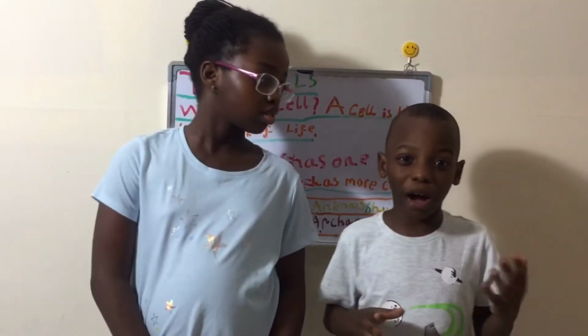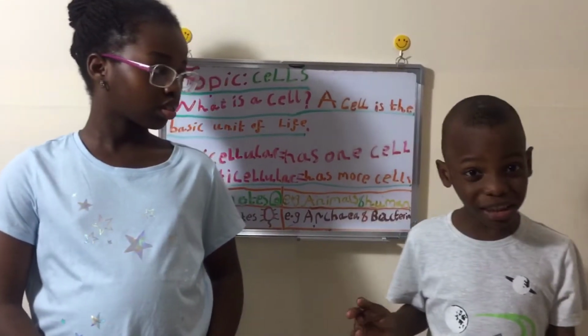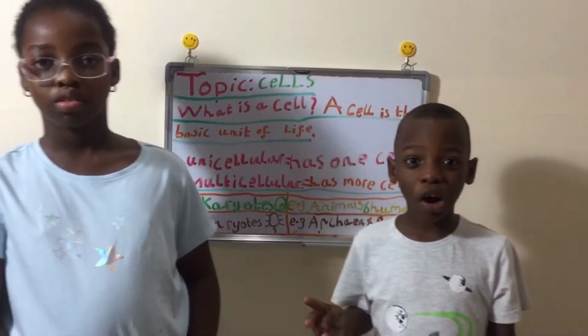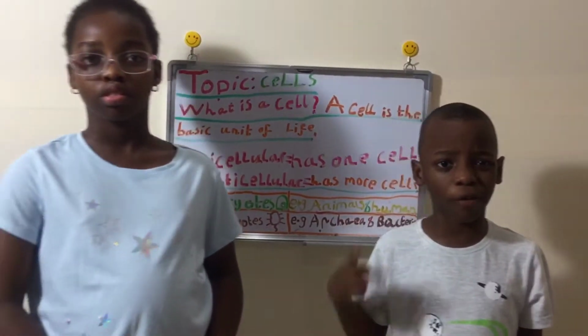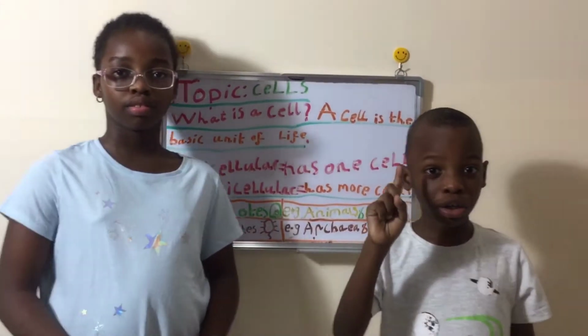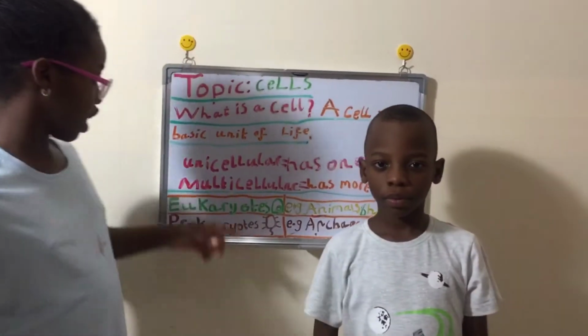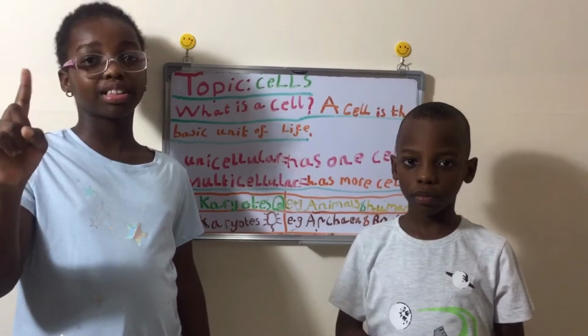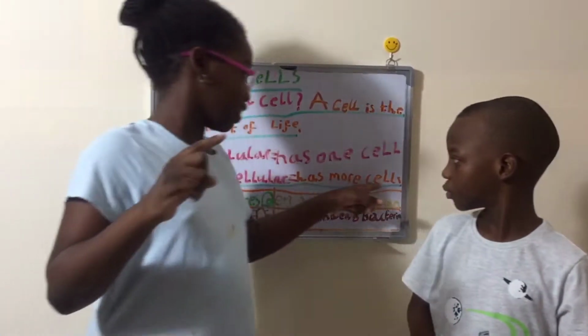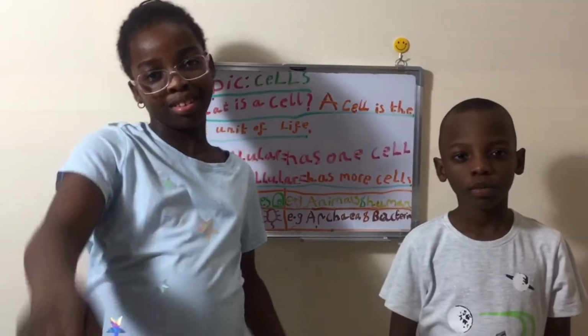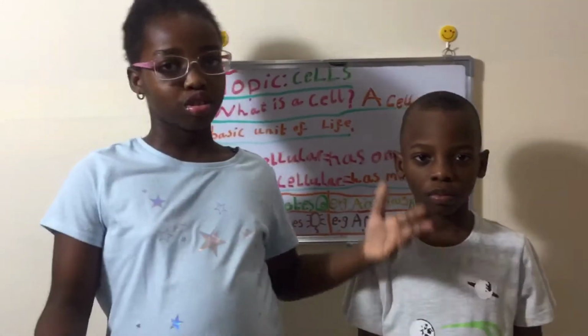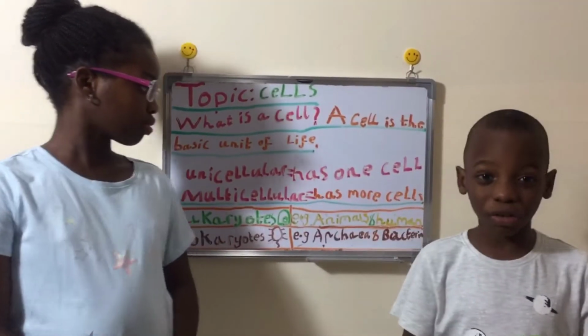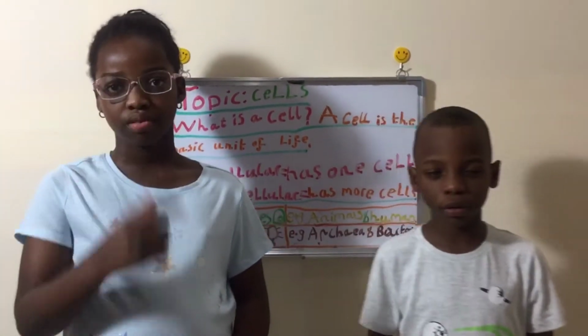So you can have many cells, multicellular, or an organism can have only one cell, or unicellular. Unicellular only means that they have one cell and only one cell. But multicellular, just like you, is made up of many cells. And each of them are different and have different jobs.